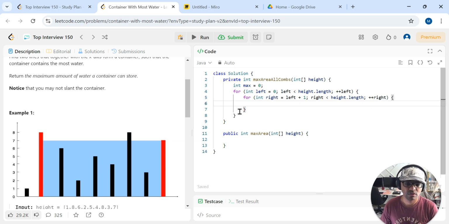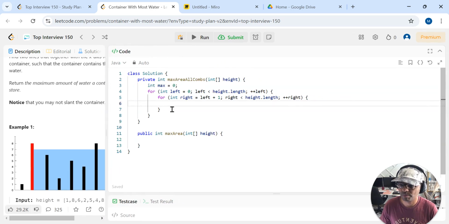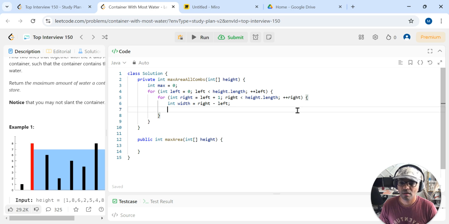And for each of that we say, okay, hey, how much water can that hold? Let me make some more space for this code panel. So what is the width of this? Well, the width is right minus left, right? Width of the container. And what is the height of the container? The height of the container is the lower of the two heights, right? So it is math.min height of left, comma, height of right.